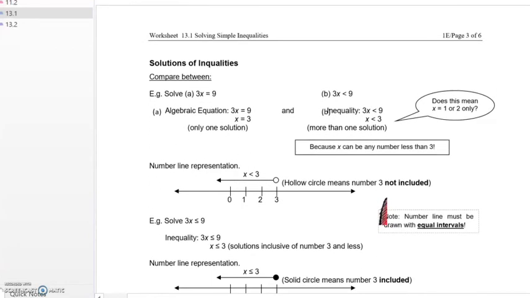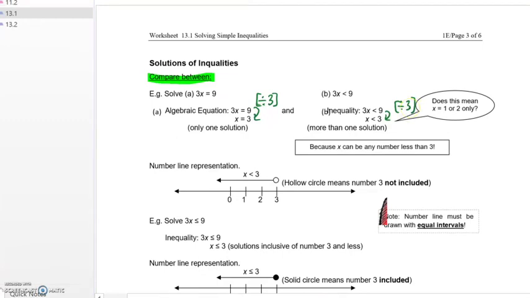So this is where we get slightly more challenging questions, but it is actually very similar to solving equations. Okay, the solutions of inequalities can be compared with the solving of equations. So let's look at solving 3x equals to 9 first. Basically in this case, you will just divide by 3 in both sides. Right? So if we have now 3x is less than 9, we are making x the subject, and then we will divide by 3 to get x is less than 3.